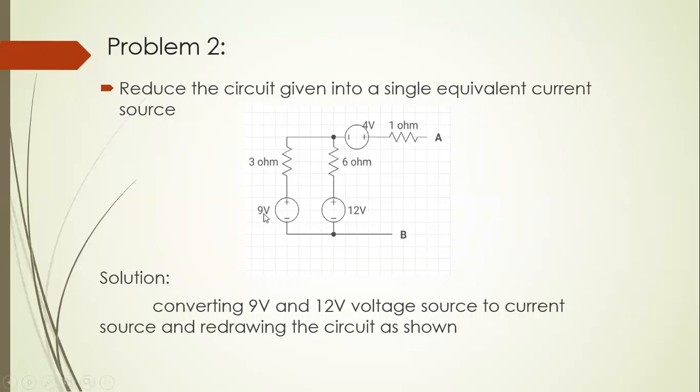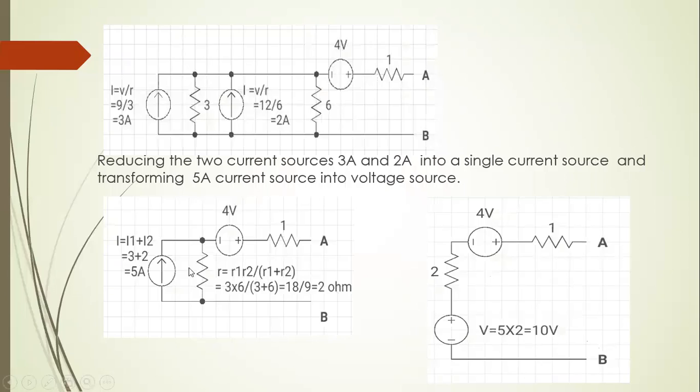First, converting the 9 volt and the 12 volt voltage sources to current sources and redrawing the circuit as shown. We know I is equal to V by R. V here was 9, R is 3, hence it is 3 amps, and reconnecting the 3 amps. This is also I is equal to V by R. V was 12 by 6, it is 2 amps. Redrawing the 6 ohms as such, and the 4 volts, 1 ohm, just reconnecting like that.